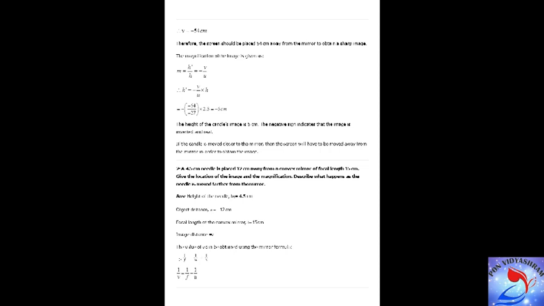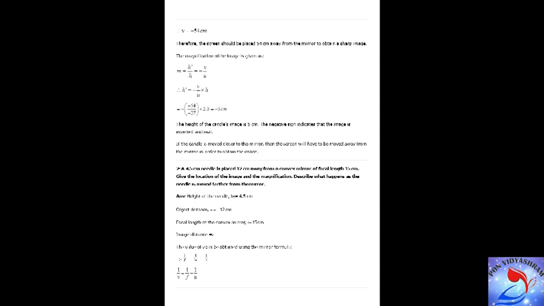Then the second one is about a convex mirror. A 4.5 centimeter needle is placed 12 centimeter away from a convex mirror. So 4.5 centimeter is the height of the needle, and the object distance is 12 centimeter. It has a focal length of 15 centimeter. Give the location of the image and magnification. Describe what happens as the needle is moved farther from the mirror.